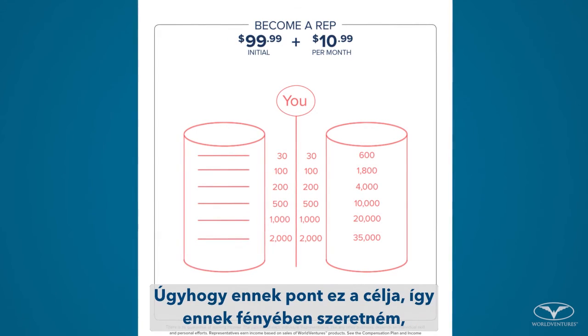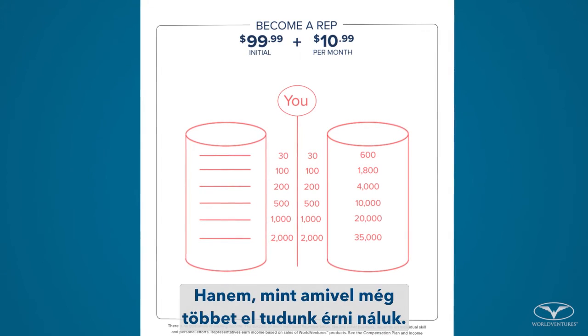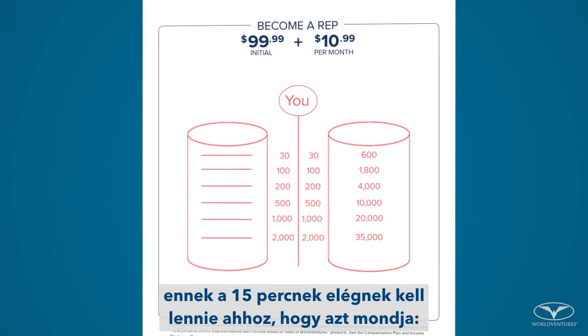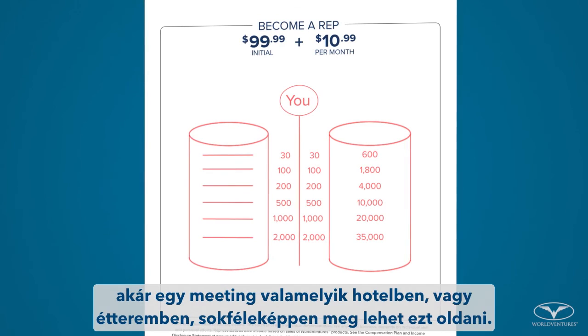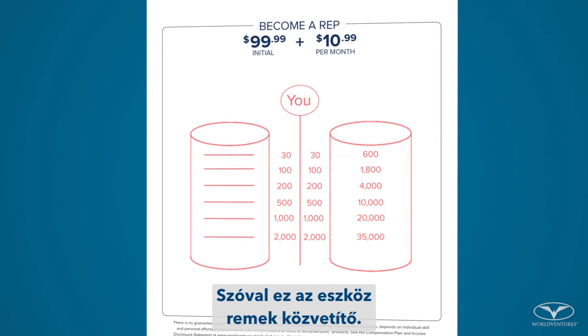So at the end of this, I want you to think about this tool specifically not as the tool that always puts them in. It's to get them to the next place. And so when this is over, you've given them 15 minutes of information. That 15 minutes of info is enough for them to say, I'm going to come get more information, which could be at your travel party. It might be at a hotel meeting. It might be at a restaurant. There's any number of ways that that could be taking place. And so this is kind of an intermediate tool.